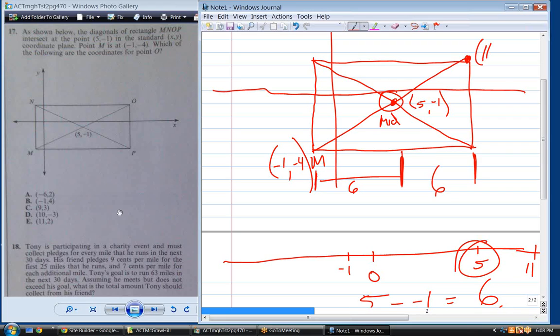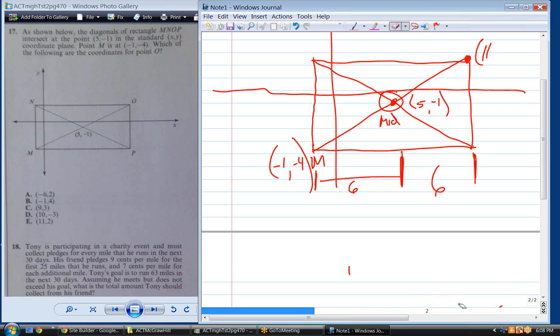Since the x-coordinate answers the question between C and E, I don't even need to worry about the y-coordinate. But let's talk about the y-coordinate anyway. Okay. What's the distance between this y-coordinate and this y-coordinate? In other words, going from minus 4 to minus 1. How far is that?